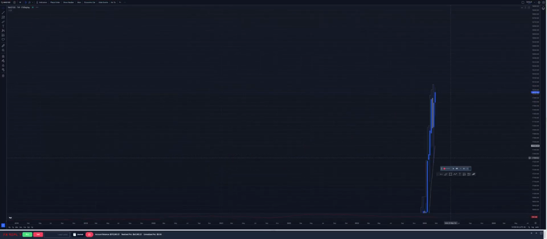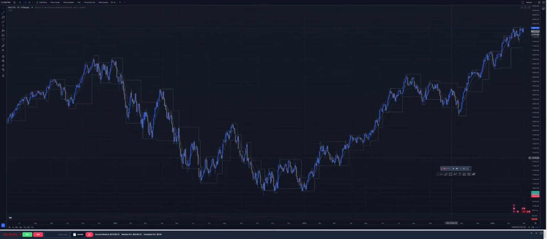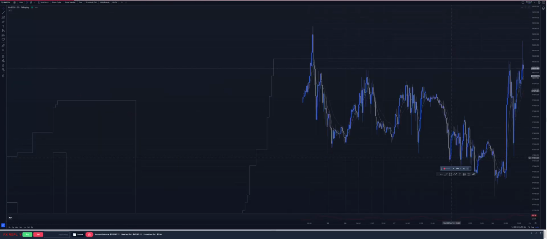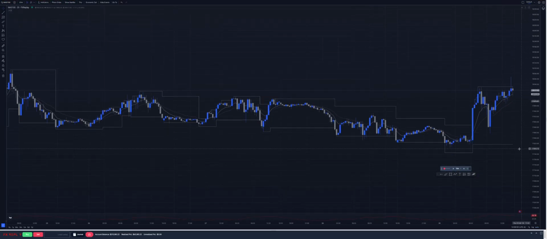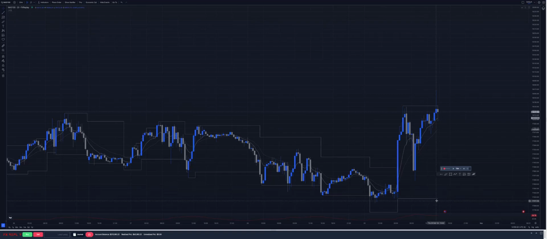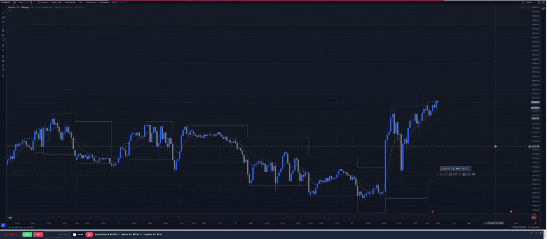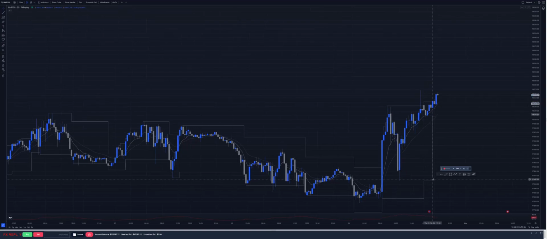1 week, 1 day, daily's looking okay. 4 hours looking good, 1 hour is looking good, 20-minute is looking fantastic. I want to see some build off of here. We got red news here in a couple candles, so play that through. Okay, news had no effect.